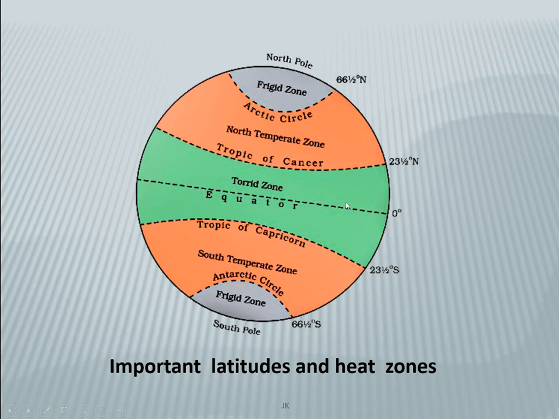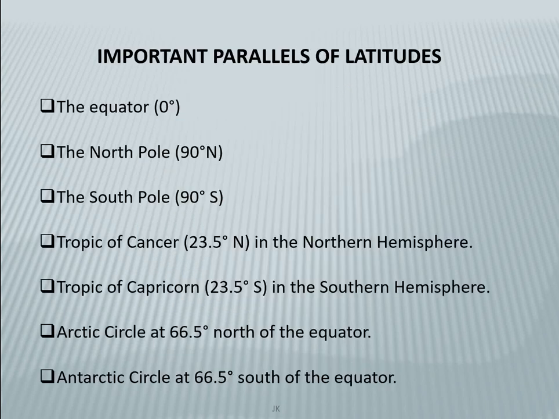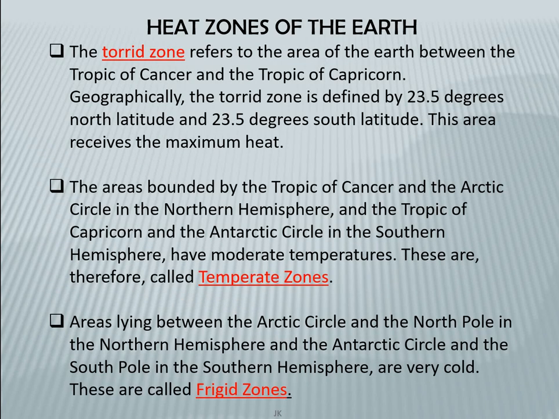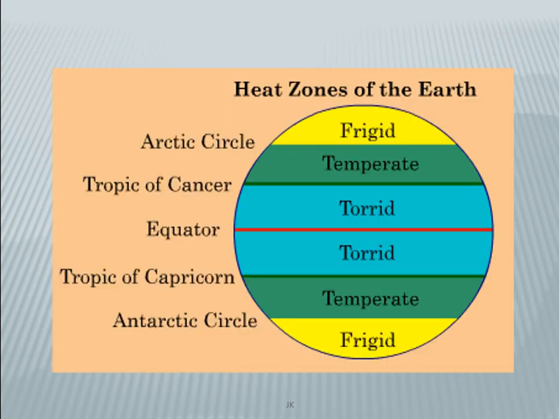Earth has been divided into three heat zones, which are the torrid zone, temperate zone, and frigid zone. Okay, I hope you understood this. So here in this slide I have explained what those are exactly. You can read it by yourself. So next, from this diagram you can understand better. Okay. So what all heat zones are there in the earth.